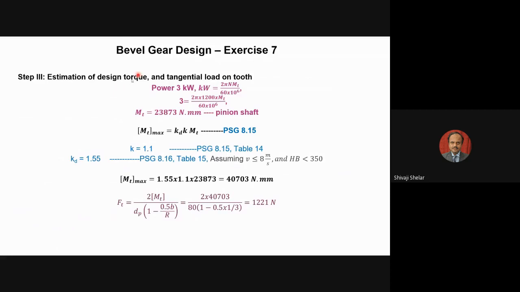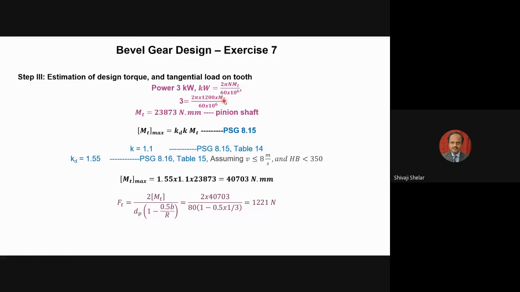Here we are determining torque and tangential load. We have power of 3 kilowatt. The formula for power is 2 pi N T upon 60 into 10 raised to 6. So power in kilowatt is 3, and this has to be multiplied by 10 raised to 6 power. The RPM given here is 1200, and this will be your rated torque.